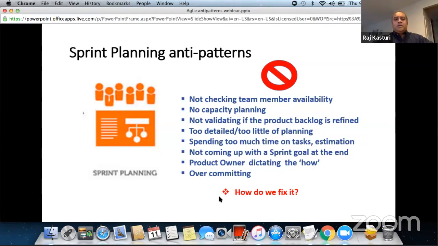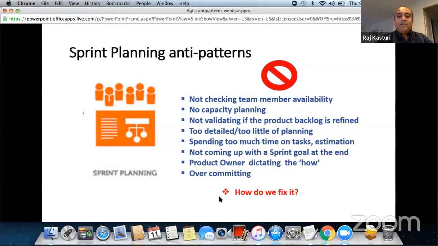All right, moving on to the sprint planning anti-patterns. Sprint planning is the first meeting that happens in a sprint, right? So as soon as the sprint starts, the sprint planning starts. And when you're in planning, obviously you want to make sure that all the data points that you need are checked for.